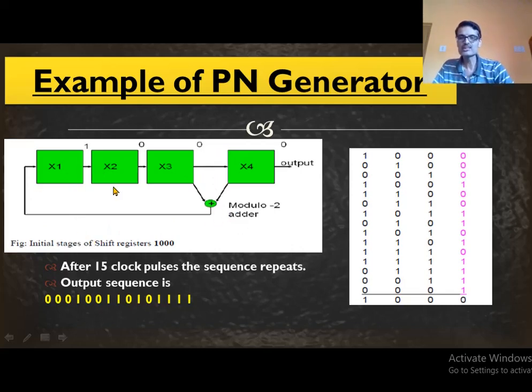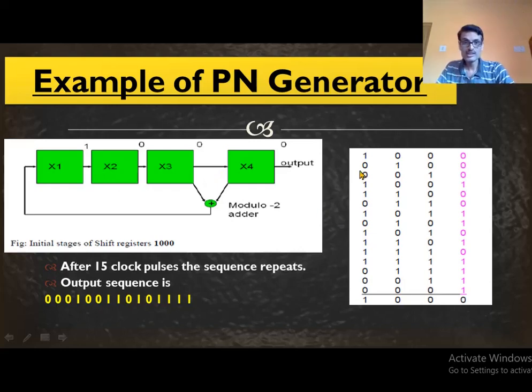Now how to generate this PN sequence? I have already written the PN sequence. This is a table over here. We always have to start with one initial condition, assuming that in these flip-flops we have stored 1 0 0 0. This is just a random number I have taken, 1 0 0 0. The initial condition can be any 4-bit number except 0 0 0 0. Why? I'll tell you later, why we can't consider 0.